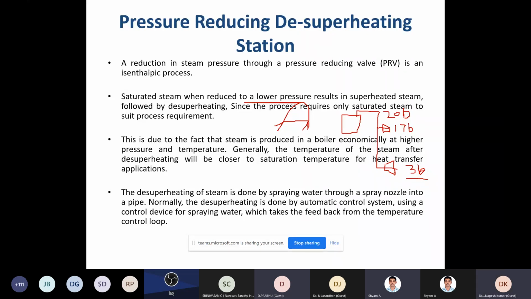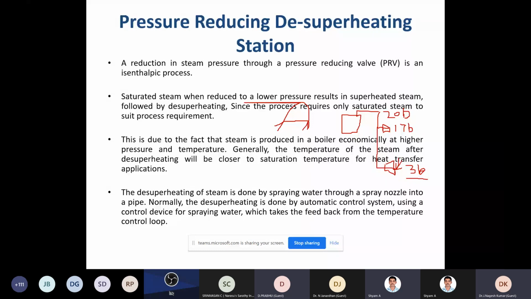But superheated steam is not good for the process. Superheated steam is a very poor conductor of heat. It behaves almost like a perfect gas, with a very poor heat transfer coefficient. And also the temperature has to slowly come down from superheat to saturated, and only then will heat transfer occur. So we don't want superheated steam for process heating. We may need superheating for power generation, but not for process heating. So what we do is we spray some water here at this outlet.